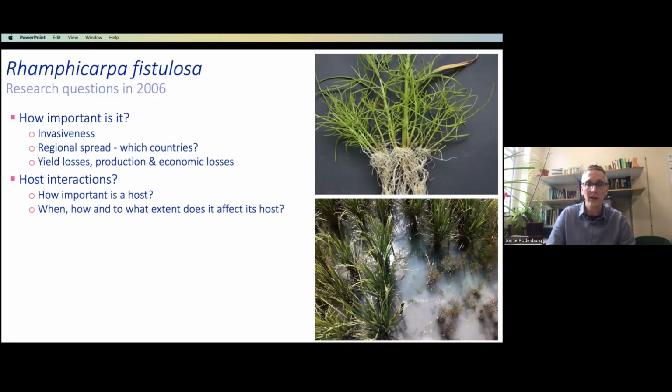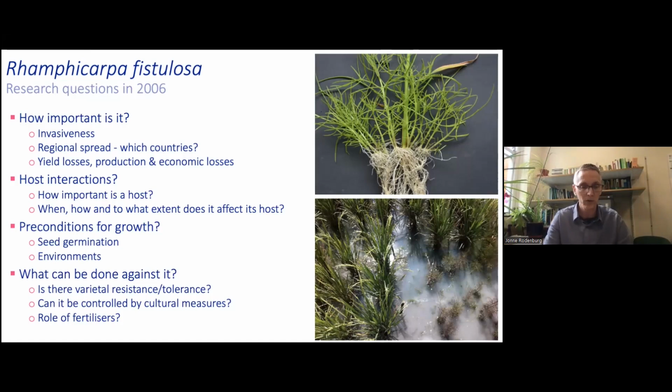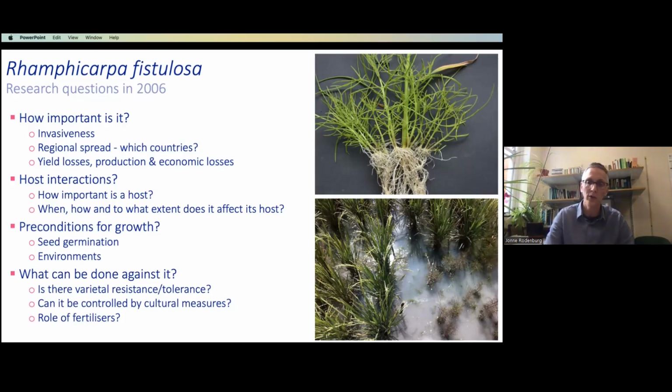To what extent and how does it affect its host? What are the preconditions for growth? The seed germination, the environment, and very important, because of course I am an agronomist, like I think many of you as well: what can be done against it? How can we control it? Is there varietal resistance, tolerance? Can it be controlled by cultural measures? What is the role of fertilizers? All this I started to investigate together with collaborators and students.